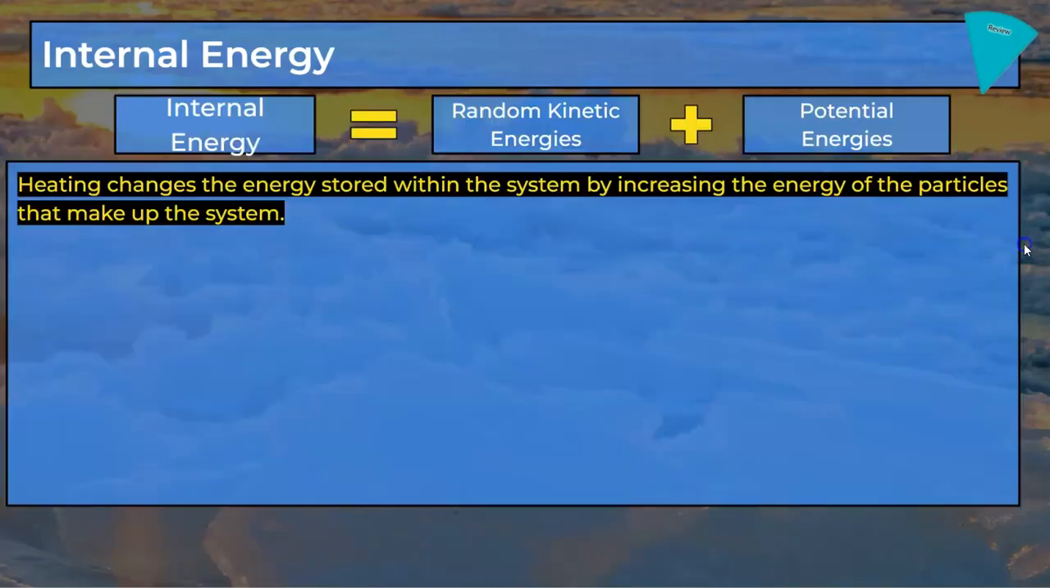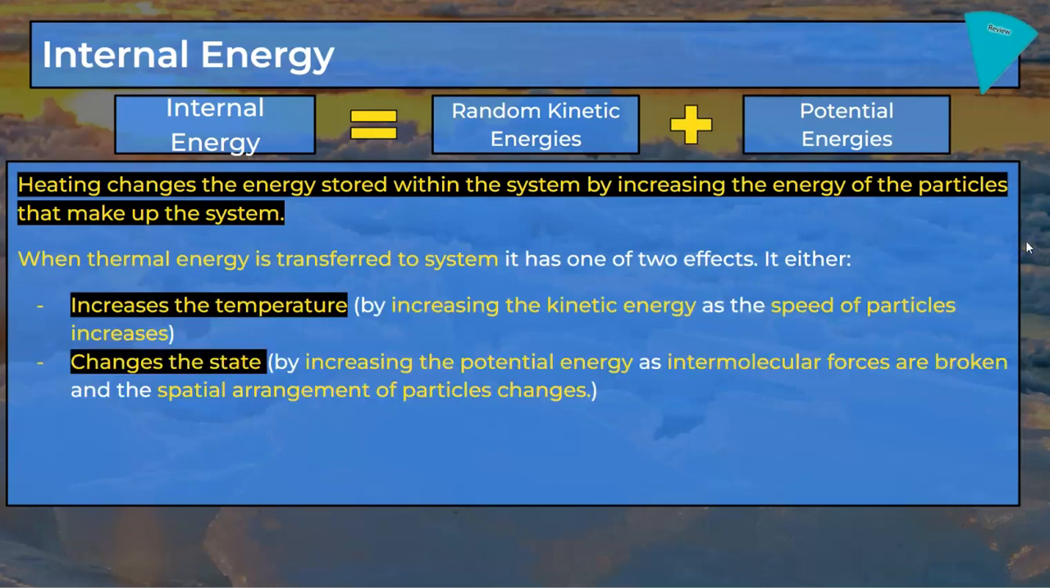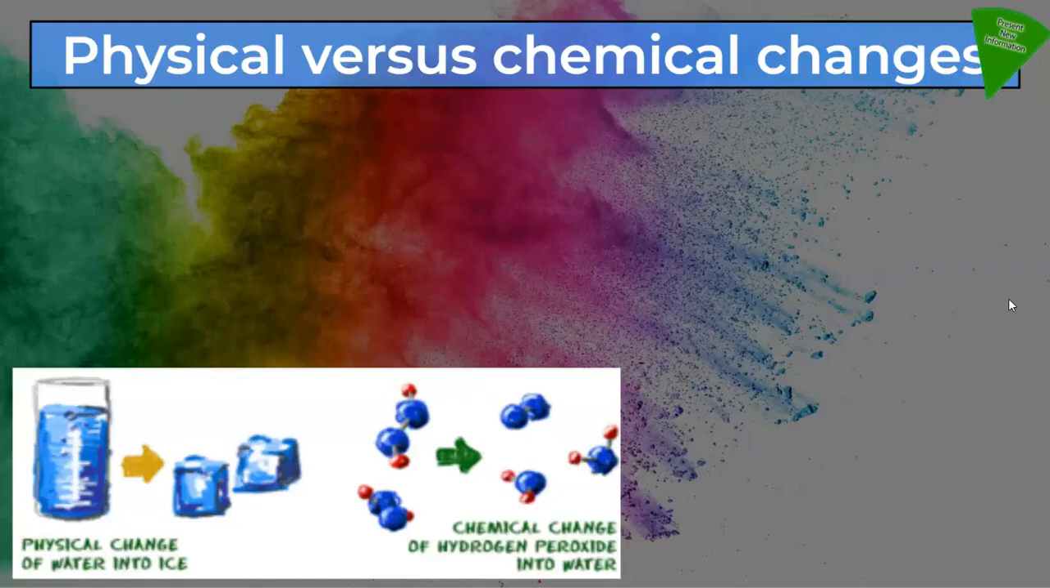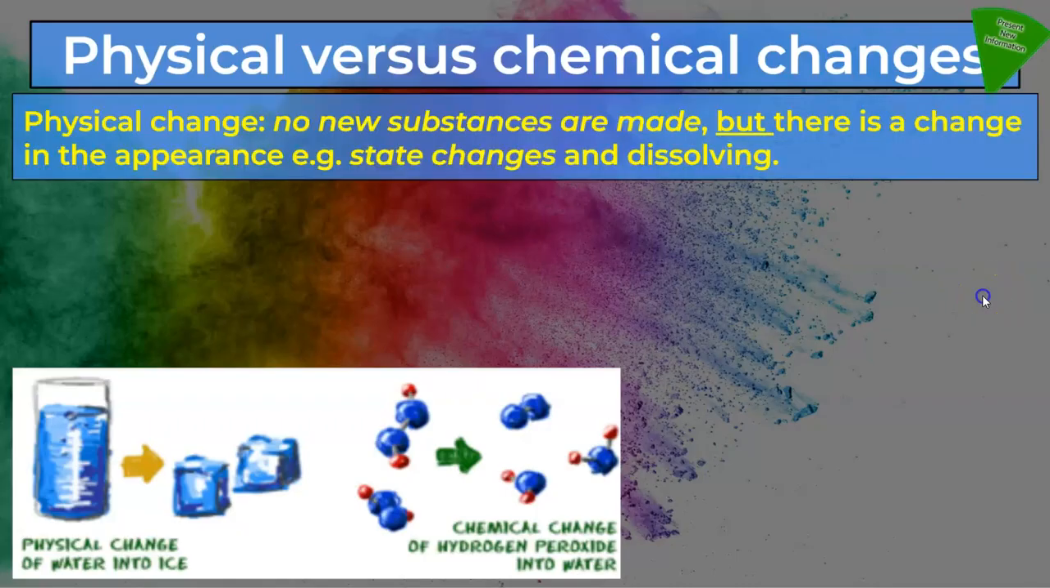And again, just to put this into context, this is the important bit now leading into changes of state, which is that when we are just increasing the temperature of an object, we're increasing the kinetic energy. When we're changing the state, we're not changing the temperature, we're just increasing the potential energy because we are breaking or making intermolecular forces, depending on which way you're going.